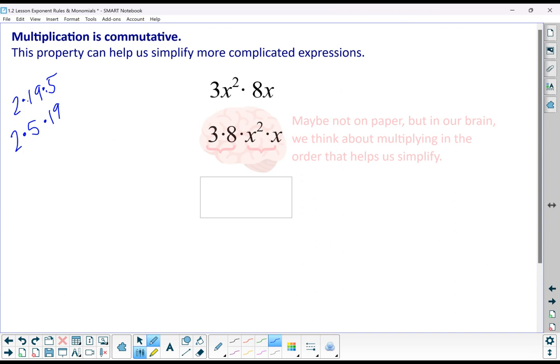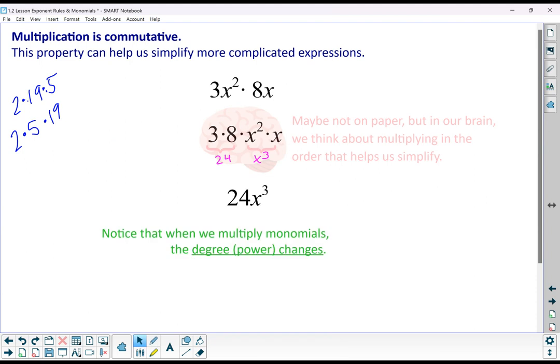So maybe not on paper, but in our brain, we think about multiplying in an order that helps us simplify. So for 3x squared times 8x, we might think of it as 3 times 8, which gives us 24. And then also x squared times x, which gives us x to the third. And then we've got our answer, 24x to the third. Notice that when we multiply monomials, we can now have power changes or degree changes. So I had a degree 2 monomial, I multiplied it by a degree 1 monomial, and my result is a degree 3 monomial.